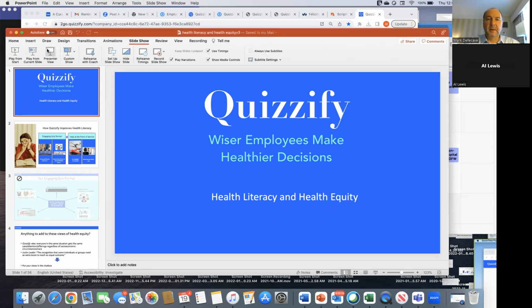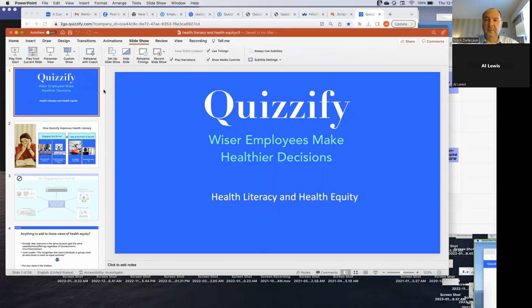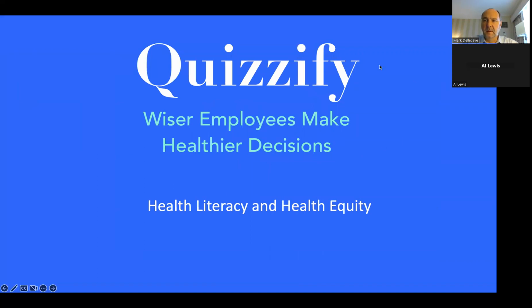If you could put it in the chat box, some of your visions of good health equity or examples of health inequity. Today, our discussion is going to be around health equity and health literacy, and how some of the issues that are out there can be addressed by implementing certain types of health literacy services and information.